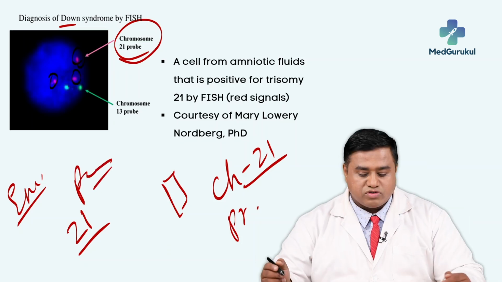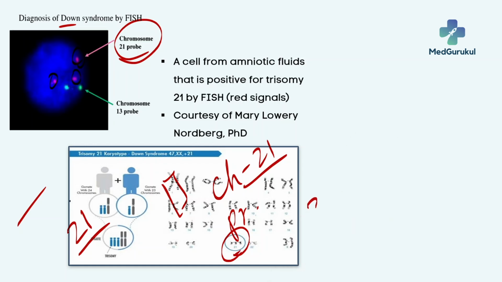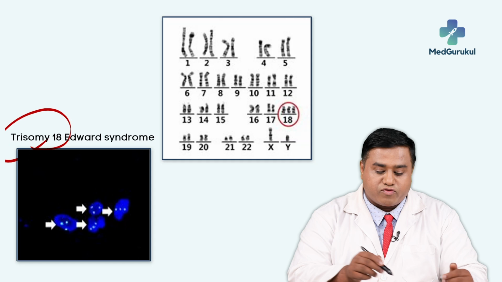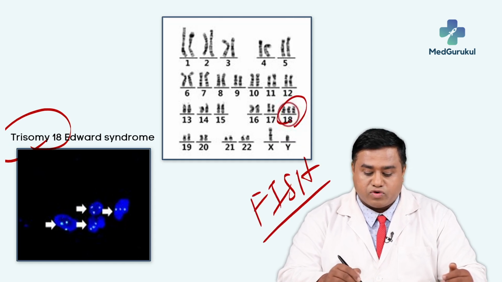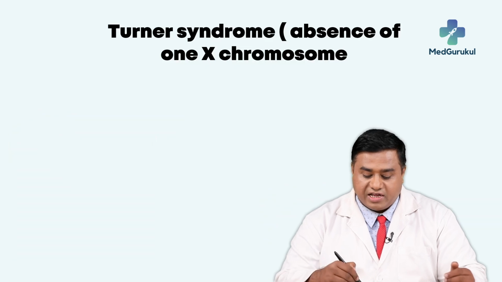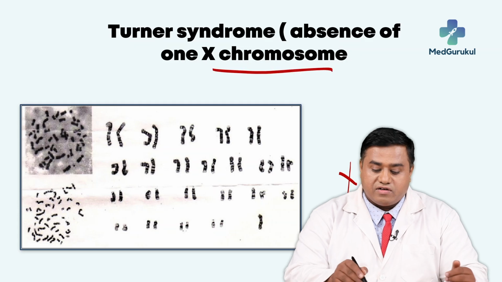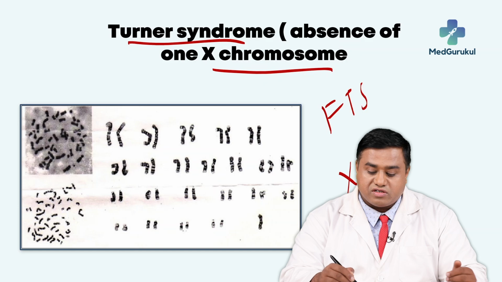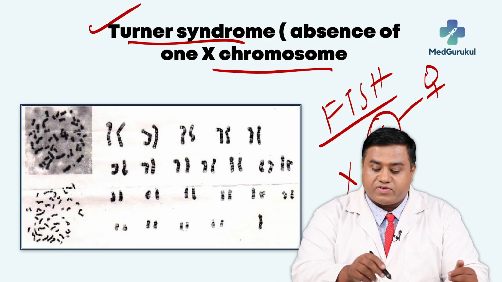Patau. So, in Down syndrome, here you can see in a karyotype of Down syndrome you have 3 copies of chromosome 21. Similarly, in Edward syndrome there will be 3 copies of chromosome 18. They all can be probed using FISH, fluorescent in situ hybridization. Similarly, in Turner syndrome there will be absence of one X chromosome, that also can be detected using FISH, where we can see only one X in a female patient, leading to a diagnosis of Turner syndrome.